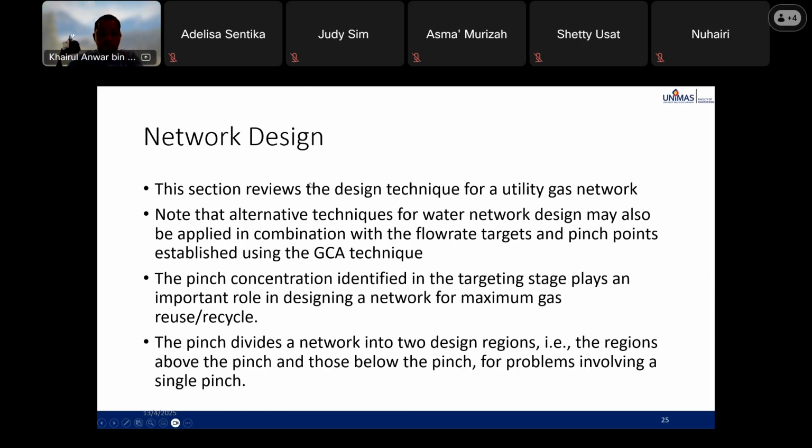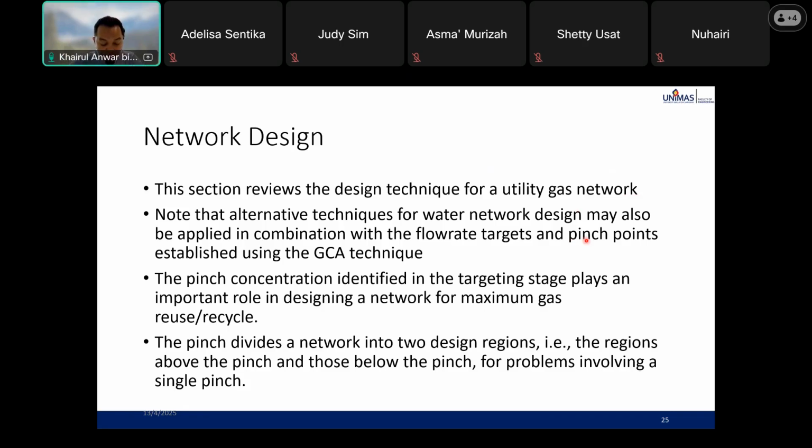So this section reviews the design technique for utility gas network. That alternative technique for water network design will also be applied in combination with the flow rate target and finish point established using the GCA technique. The pinch concentration identified in the targeting stage plays an important role in designing a network for maximum gas reuse/recycle.